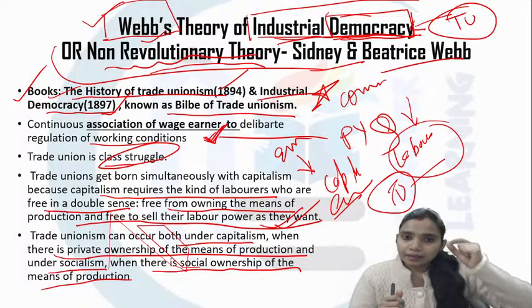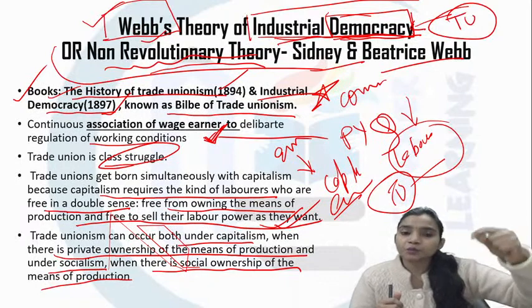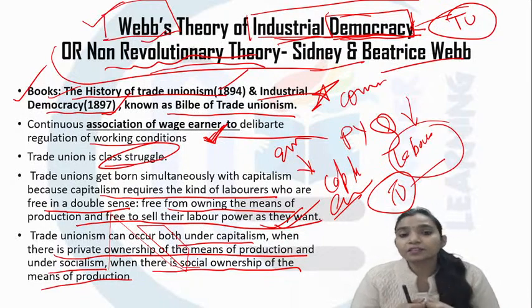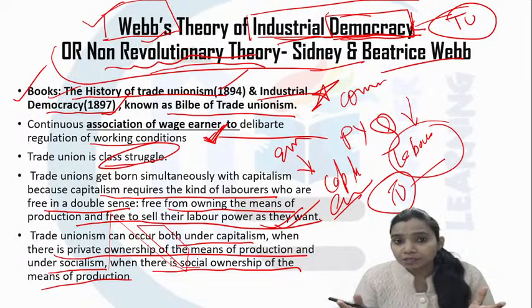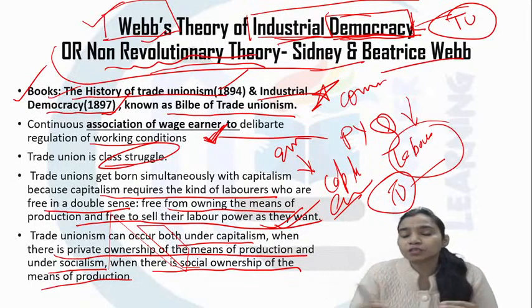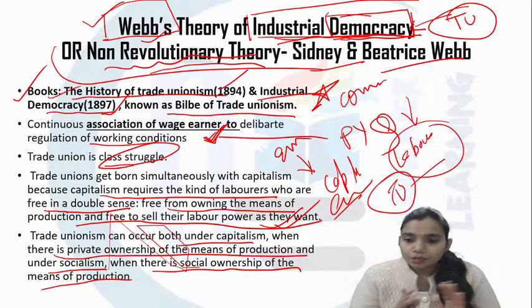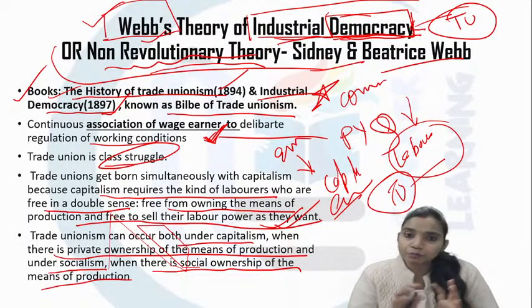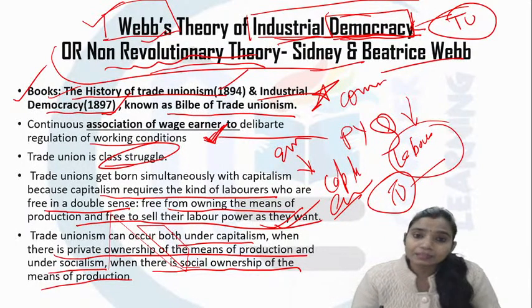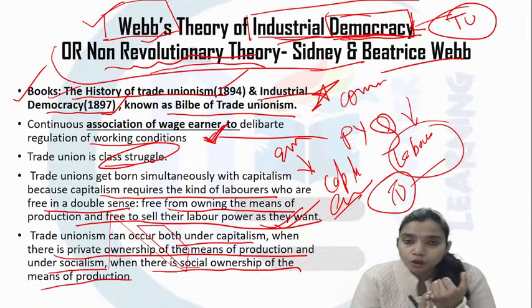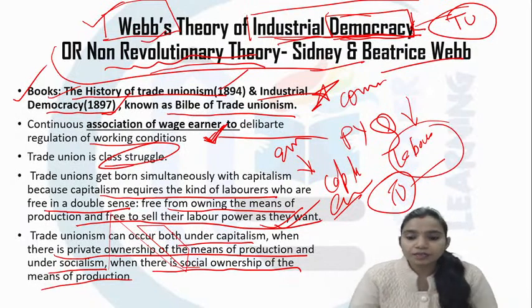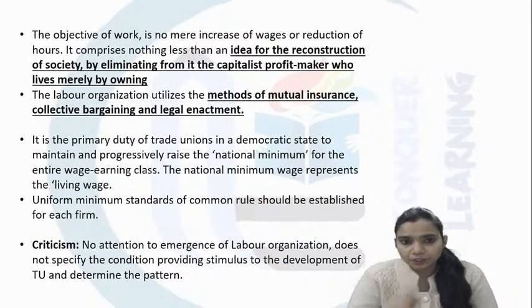Means what? Capitalism means where the power is with the employer. And also the trade union can occur under whom? Under the socialism. Socialism means what? When the power is distributed to employees as well. ठीक है, so both the conditions are possible. Webb के हिसाब से both the conditions are possible, and hence he has supported mutual insurance, collective bargaining, and legislation, legal actions. Yes, he has given the legal action.